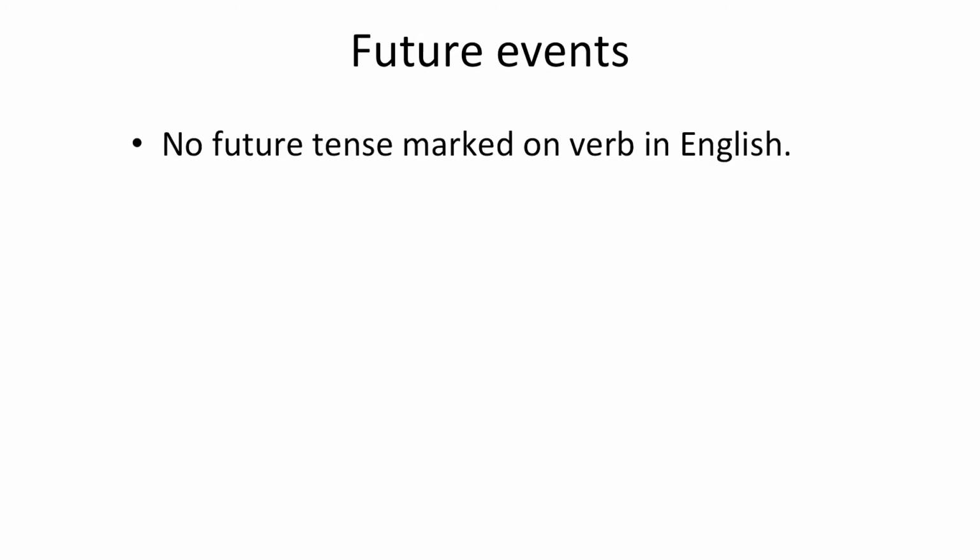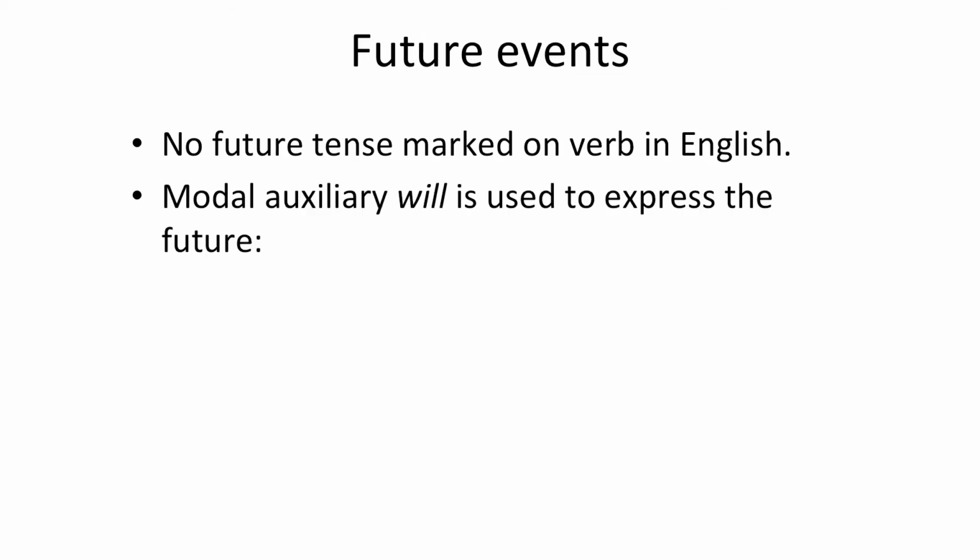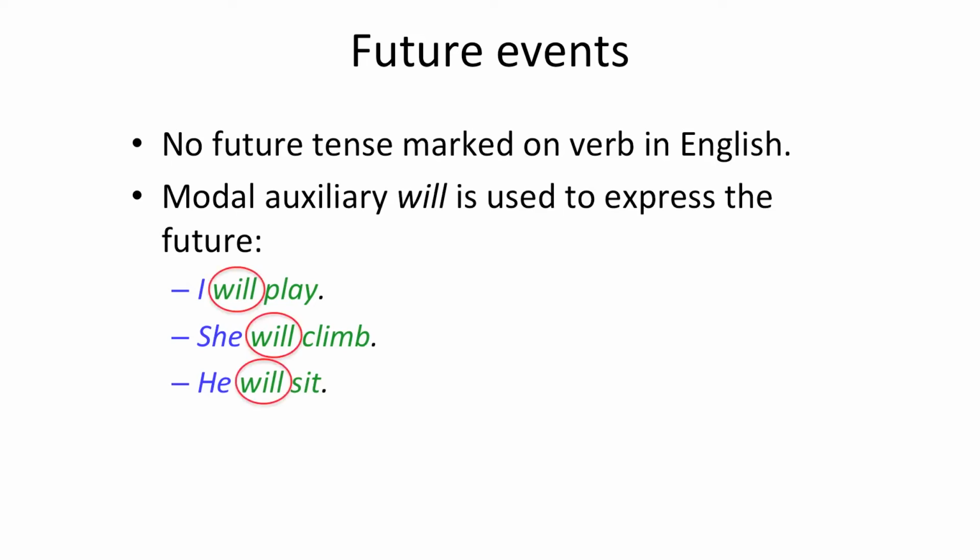Some people will argue that we also have a future tense in English. However, there isn't a suffix which is used to mark the future, like the present -s ending or the past -ed. Instead, to express the future, we use the auxiliary will plus a main verb. I will play, she will climb, he will sit.